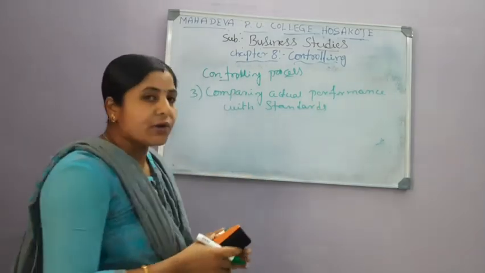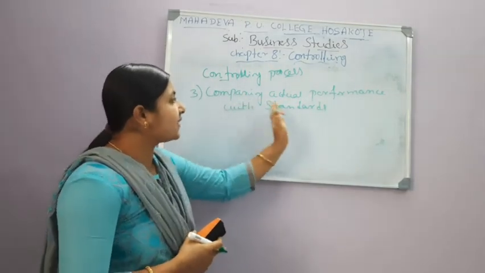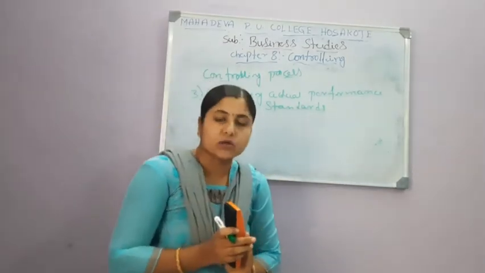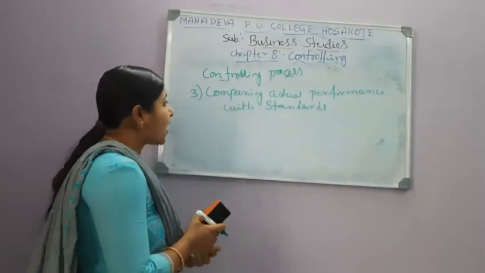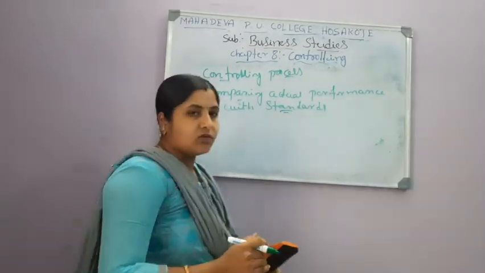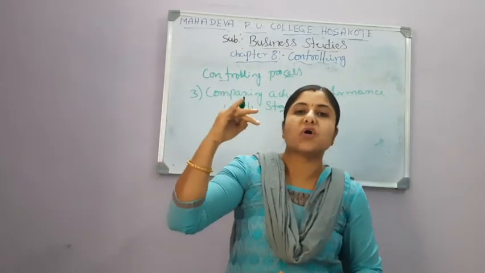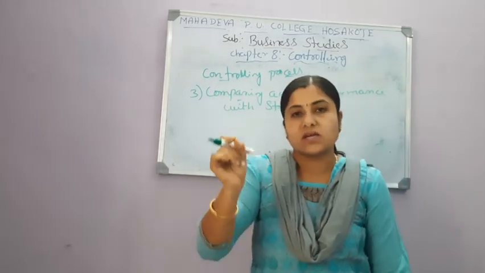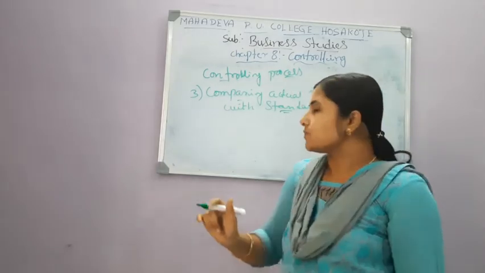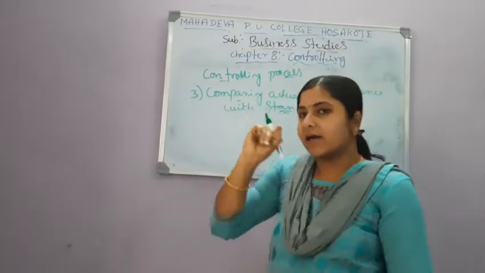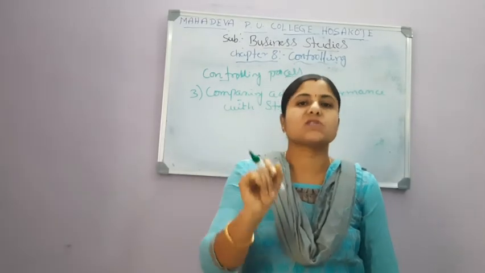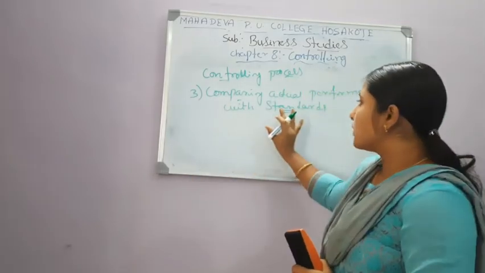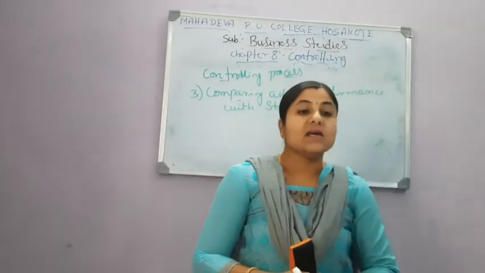Now we are going to compare the actual performance, what has happened presently, with the standards. You already know the standard performance is based on the controlling process. On the basis of the standards only, we measure all the performances. Without standards, it is not possible to control any activity. So the next process is comparing this actual performance with the standards.